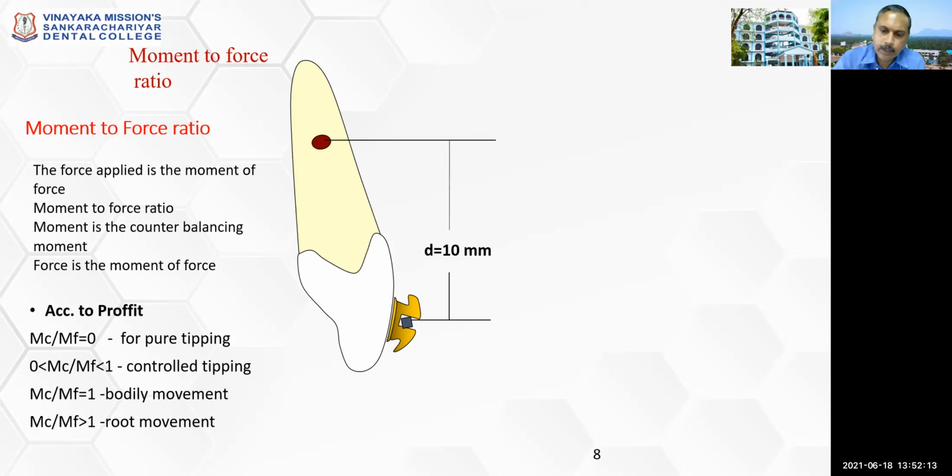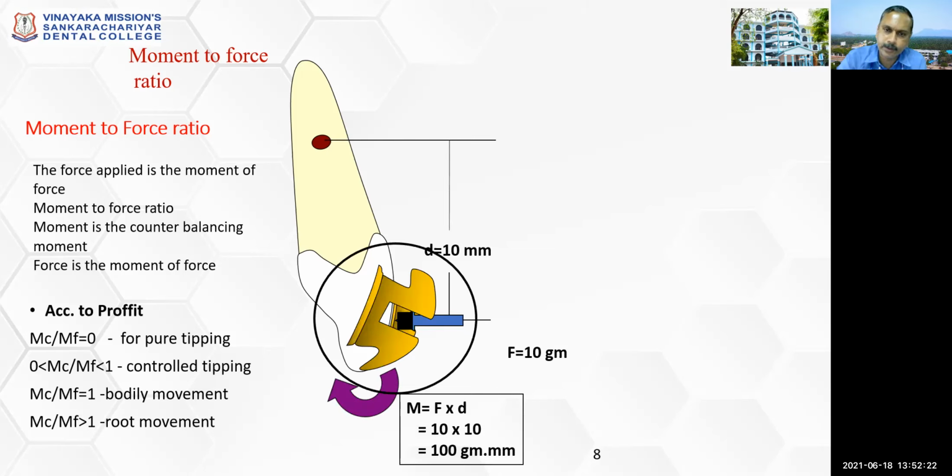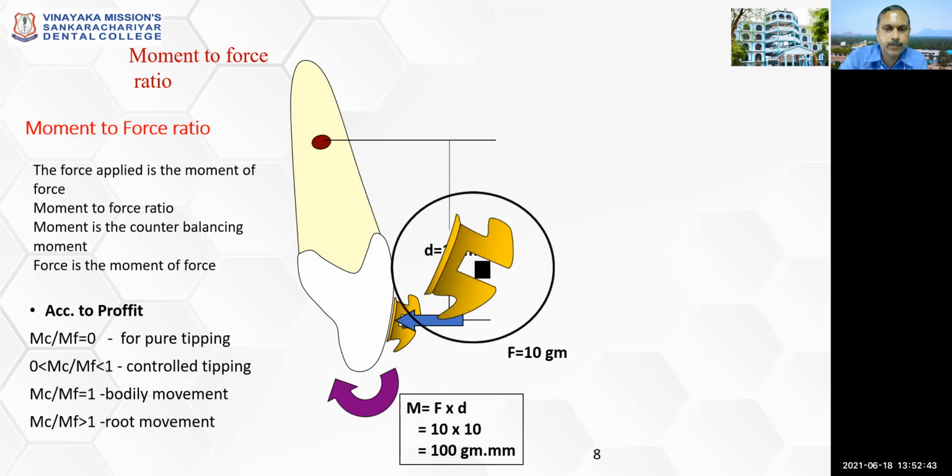Now, I have explained all these things to you, and with an animation, you see what happens when the moment is generated. The moment is generated on the crown of the tooth, which has a bracket fixed on the crown on the labial aspect. The force is applied and the distance is calculated. So moment is force multiplied by distance, 10 multiplied by 10, that is 100 gram millimeters.